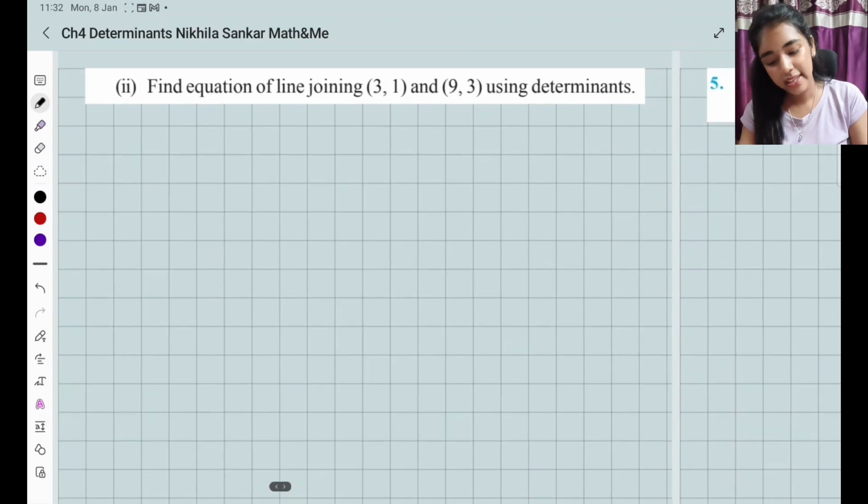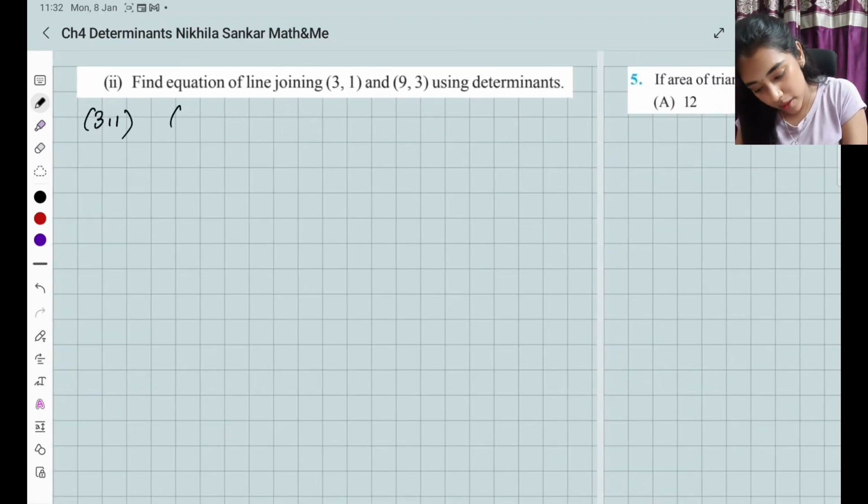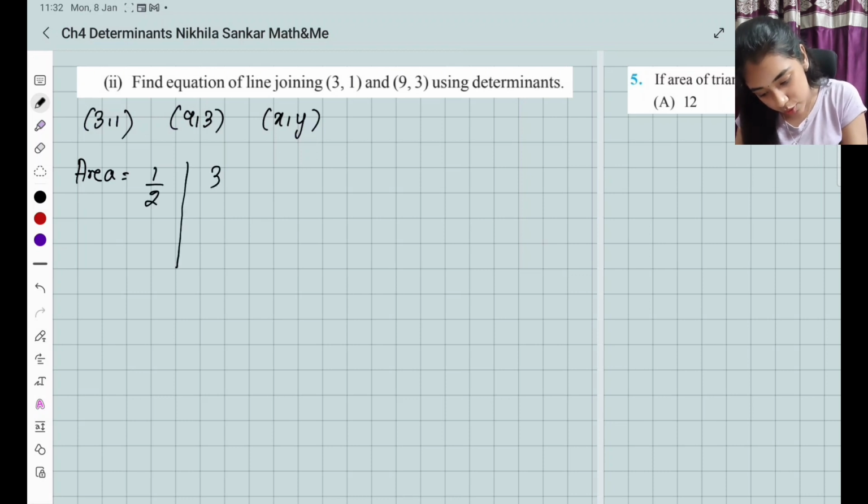Subsection 2. Find the equation of the line joining the 2 points. It's the same approach again. I have 3 points: (3, 1), (9, 3), and the last point is going to be (x, y). So the area is going to be half times the determinant, which looks like 3, 9, x in the first row, 1, 3, y in the second, and 1, 1, 1 in the third.